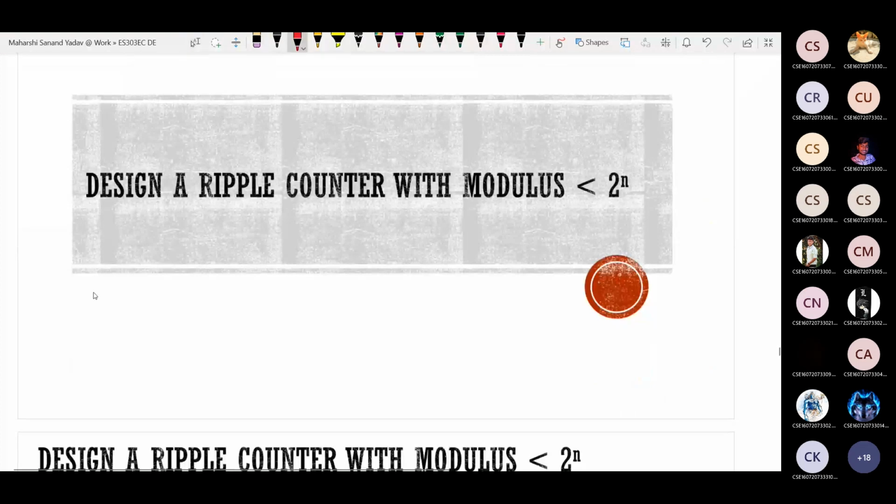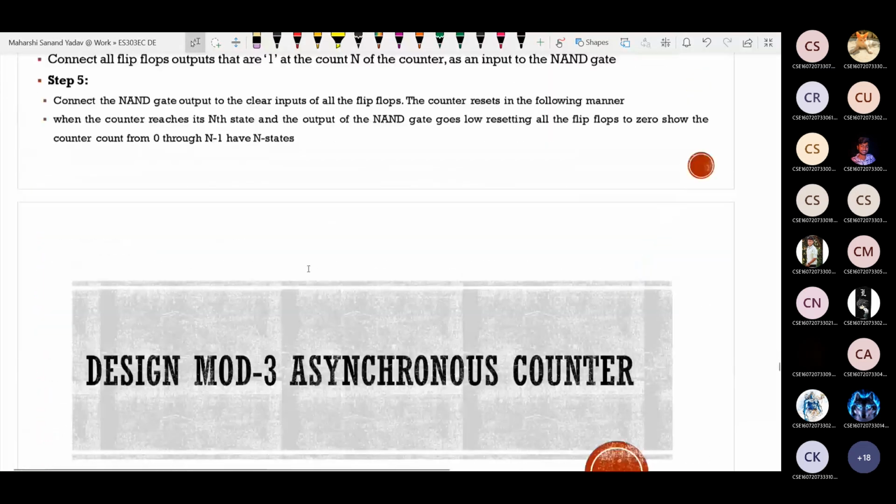So what is modulus? Same question again: definition of modulus. The number of states through which the counter passes before returning to its initial state. What is the formula? 2 power n minus 1 is less than or equal to N, which is less than or equal to 2 power n. For all modulus counters, you need to remember this formula. So let me solve the question directly.